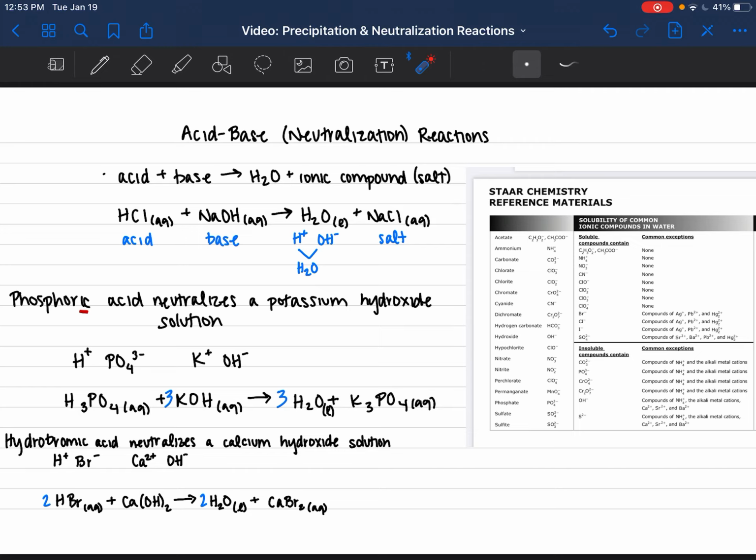Using our solubility chart, this is aqueous. So again, this is our acid. And our base, we have sodium hydroxide. So a lot of the examples you're going to see involve a hydroxide that reacts with a metal. So metals and hydroxides will give you this base. Again, use your solubility chart. This one is aqueous. And it is forming water and a salt. So how does that happen?